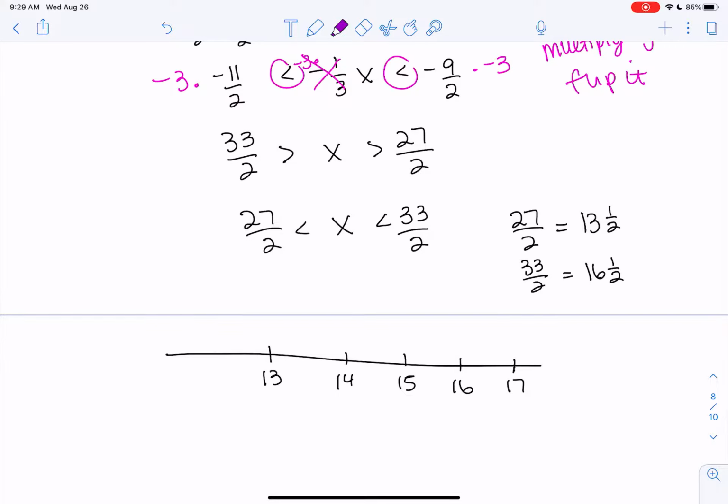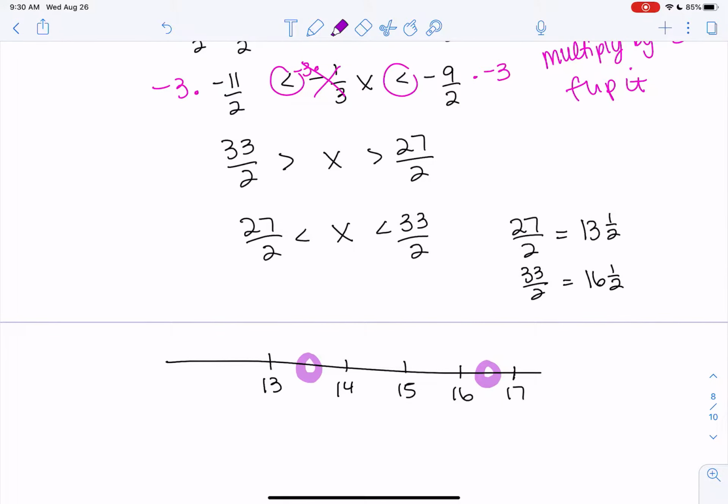So 27 over 2 will be halfway in between 13 and 14. And then 33 over 2 will be halfway in between 16 and 17. They're not included. And we shade in between.